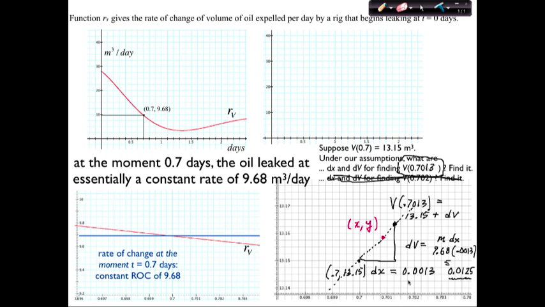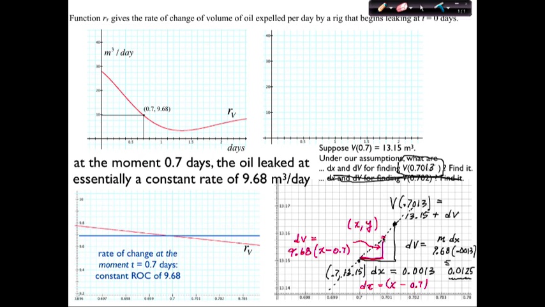Anybody? Yeah? I think basically the same variables just how we did before, so then dx equals x minus 0.7. So now our dx is x minus 0.7, right? Done this before. Then? Okay, then we set up dv, so dv equals mdx, 9.68 times dx, x minus 0.7. Good.